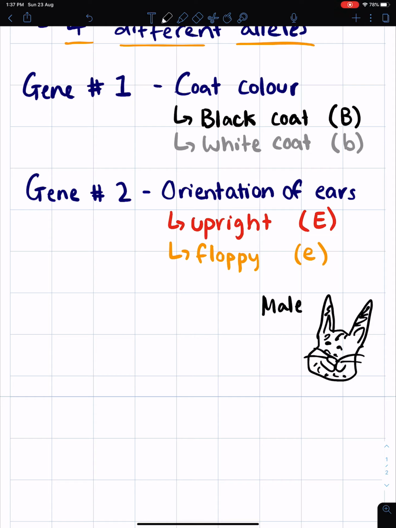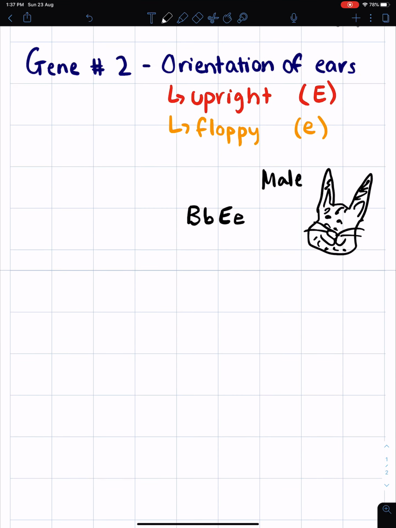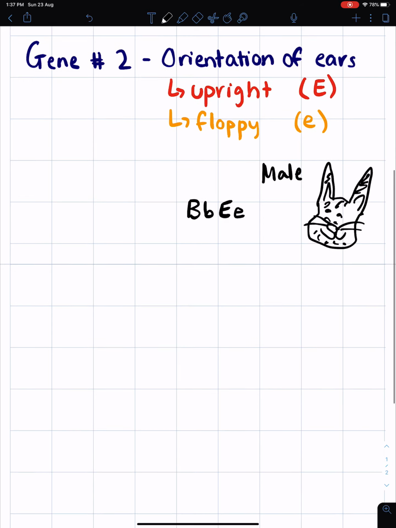So what you should do is you should first of all write the genotype of this individual. The question has told us that he is heterozygous. So that means that he carries the dominant allele and the recessive allele, for coat first and then ears, for both traits. So heterozygous for coat color and also heterozygous for the orientation of the ears. But his phenotype is displaying black and upright ears because they are the dominant traits.